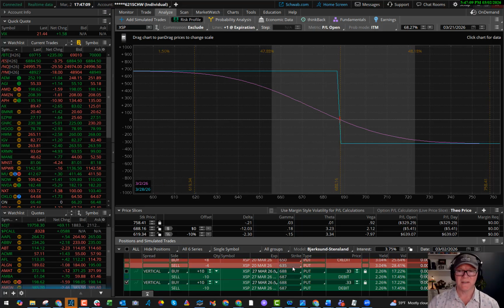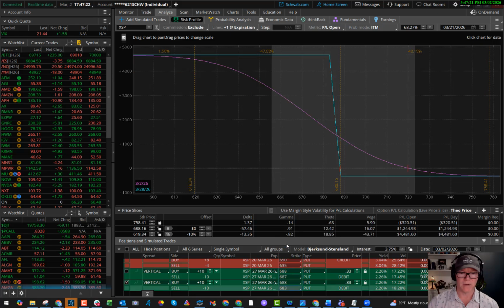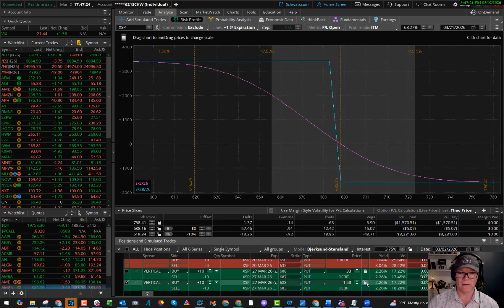So let's say that we want more bang for the buck from that. $600 is not going to help us much. So let's go 688. I'm going to drop this down and go to 683. So now we're 5 points wide. Look at our cost. When we widen out this spread, it's going to increase our cost. So we go from 33 cents to $1.58. So now we're going to risk $1,580 for 10 contracts, and we'll make $3,400, about 2 to 1, kind of roughly, right?